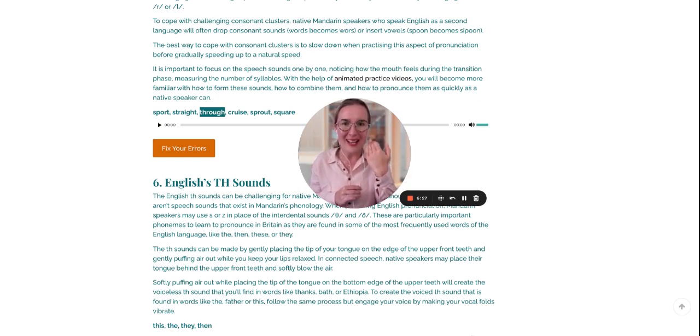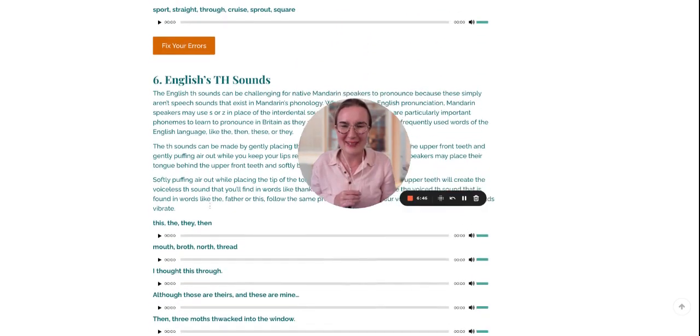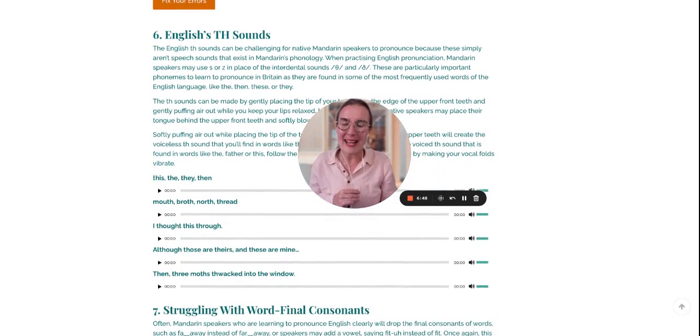Glide the tongue back inside to add some tension to it, and then ooh, through, through. Sport, straight, through, cruise, sprout, square. Watch out for those consonant clusters. And again, back to TH.